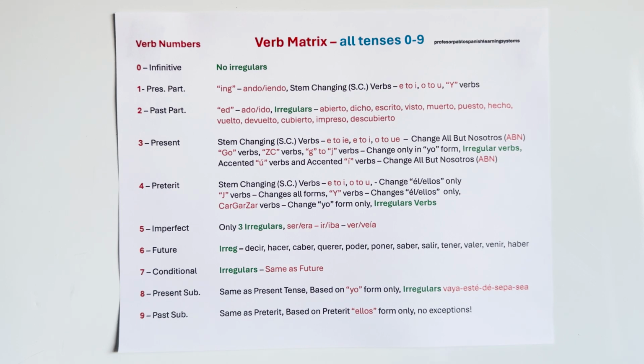Granted, up to this point, we have studied 0 through 5, and we're still working on the imperfect, number 5. But what remains, the future, is what will happen. It's so easy. The conditional is what you would do or would happen in the future. And then the present subjunctive and the past subjunctive essentially are mirror images of the present and the preterite. So let's take a look here.